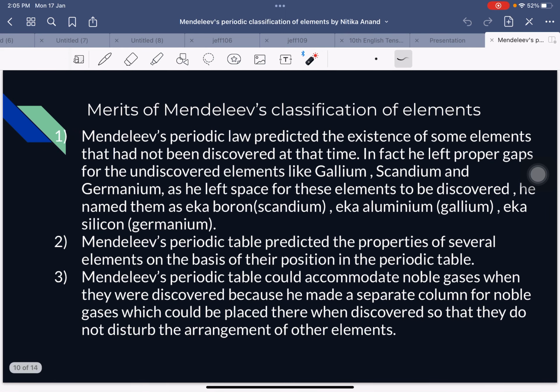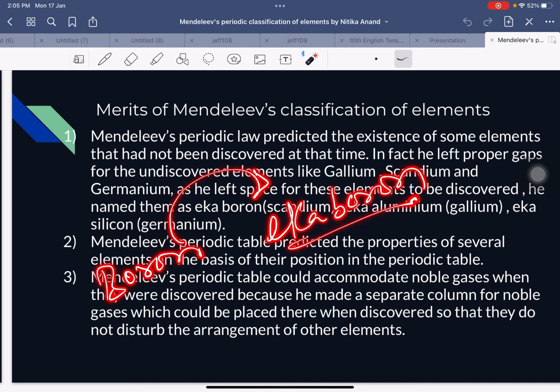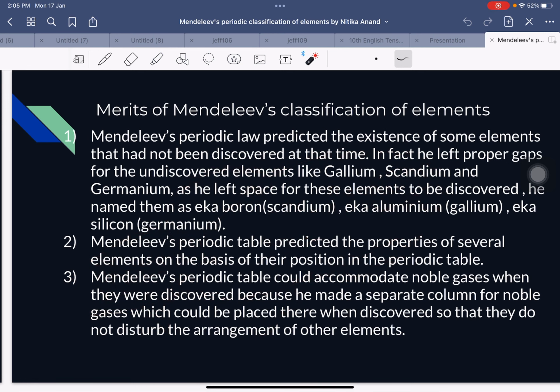The first merit is that Mendeleev's periodic law predicted the existence of some elements that had not yet been discovered at that time. So he predicted that after an element, for example after boron, some element would be discovered, like Eka boron, which would have properties similar to those of boron. And this was a very amazing thing which he discovered. He also left proper gaps for these elements, not just gaps anywhere, but proper gaps at specific places.